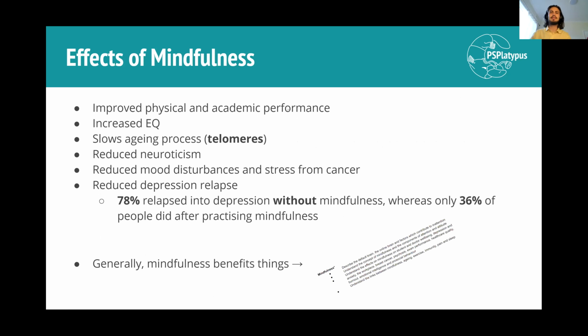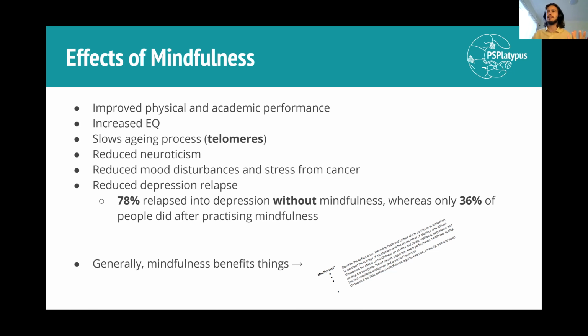Next slide, please, James. And yeah, here are the selling points of mindfulness. So there are a bunch of benefits. You can see I've got telomeres bolded there. So it slows the degradation of telomeres. It increases your emotional quotient or your emotional intelligence. It improves your performance, both physically and academically. It reduces your neuroticism, which is tied to things like anxiety and stress. It reduces mood disturbances, things like that.